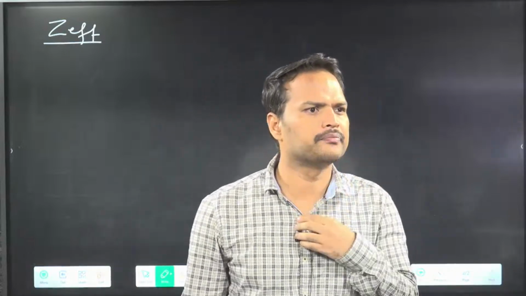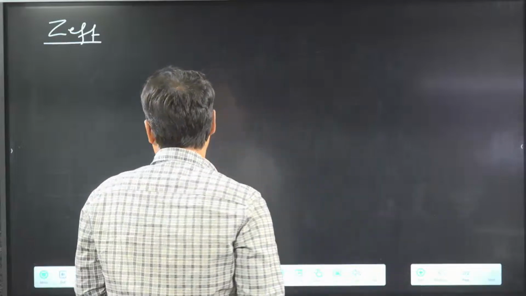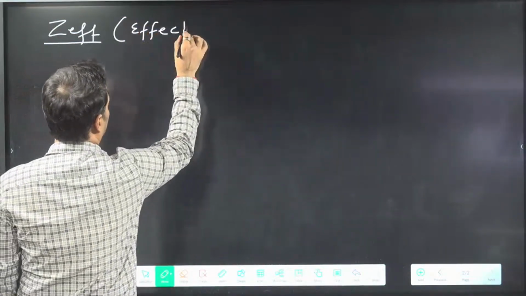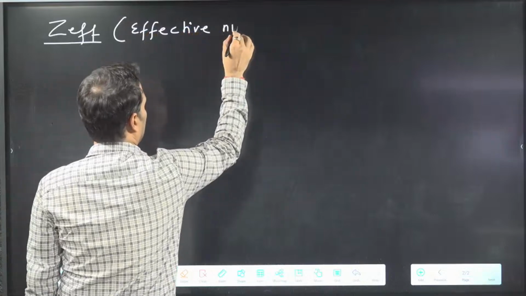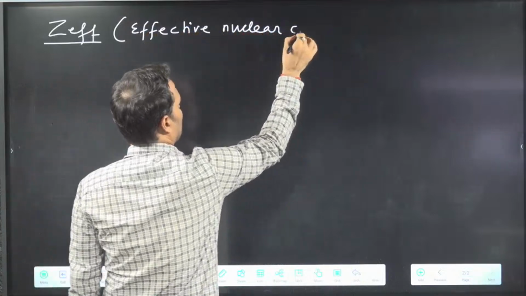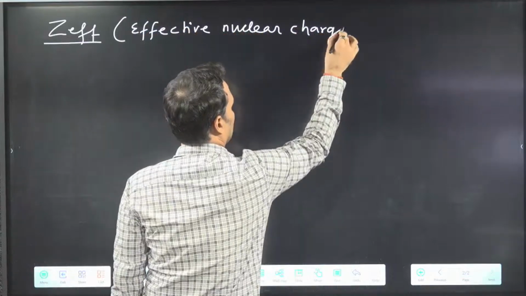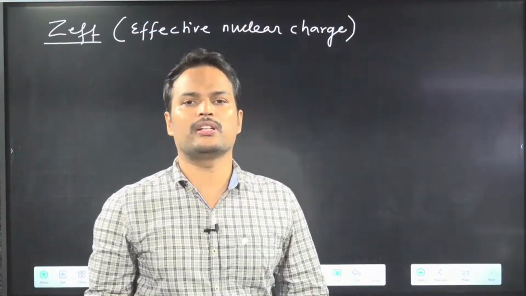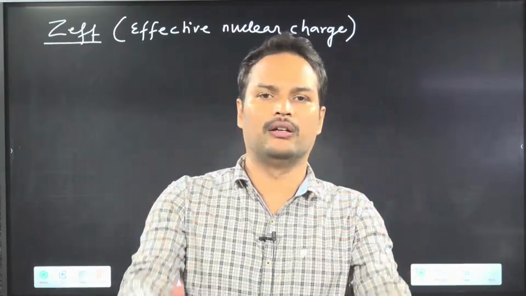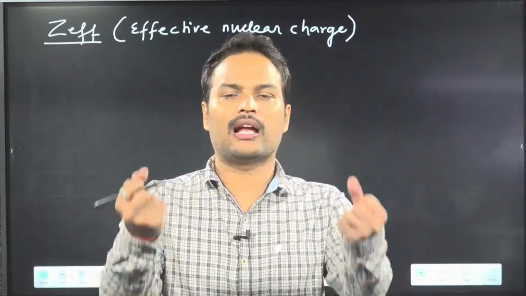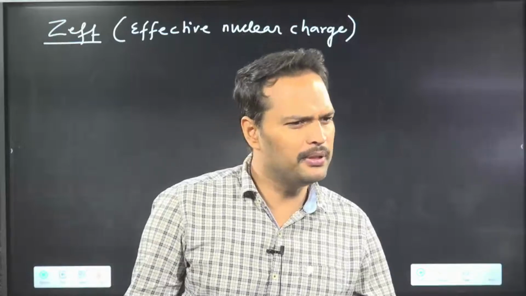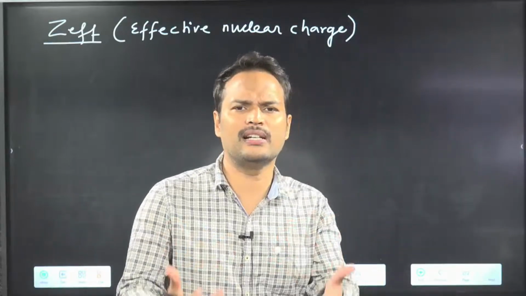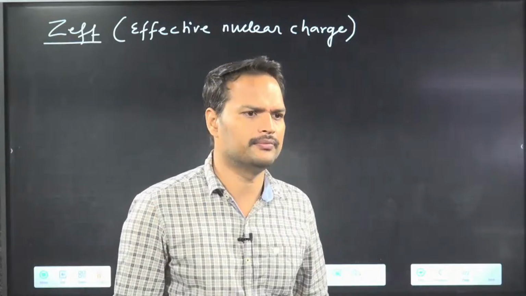Okay? So Z effective means what? We are saying effective nuclear charge. Okay? What do you mean by nuclear charge? Nuclear charge is what? Power of nucleus. Attraction of nucleus. Simple. Then what is effective? Effective, simply means resultant, final, net.